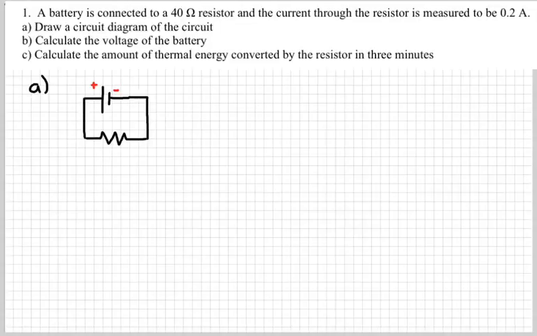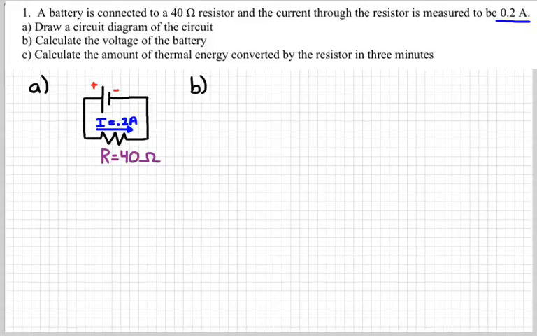I might go ahead and label my resistor. I might say that this is a resistance of 40 ohms. And then I might go ahead and draw the current on there. So the current is 0.2 amps. Remember that we assume conventional current, meaning charges flow from positive to negative. And so I'm going to draw the current kind of like an arrow like that. I'm going to label it I, and that's equal to 0.2 amperes. And so the next thing we're asked to do is figure out the voltage of our battery.